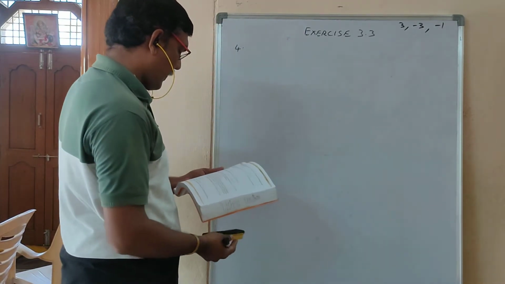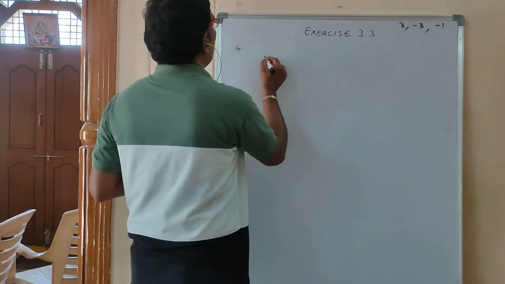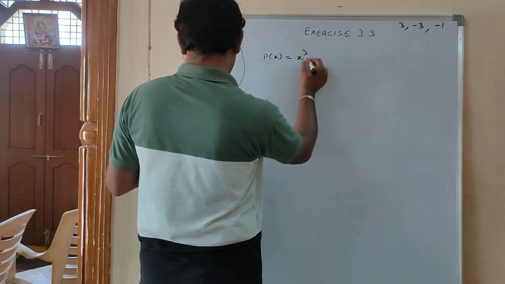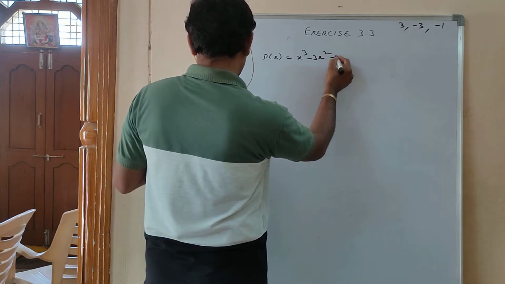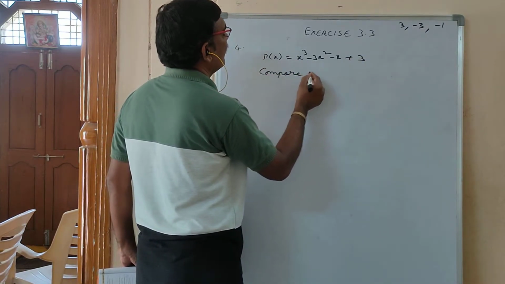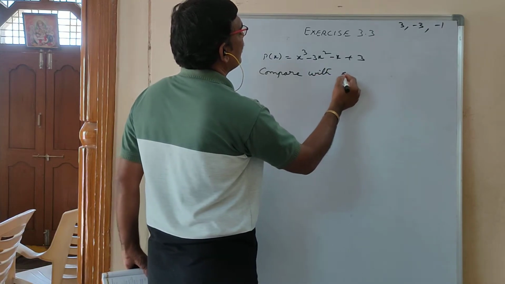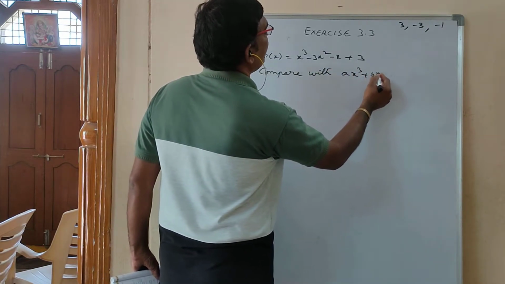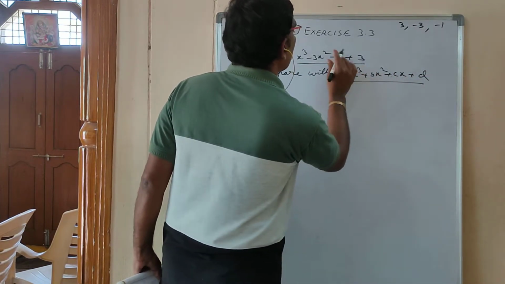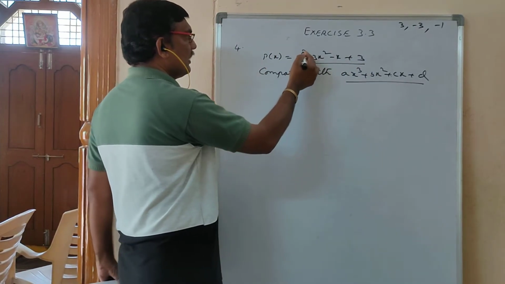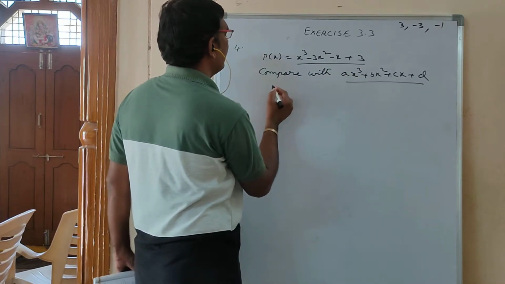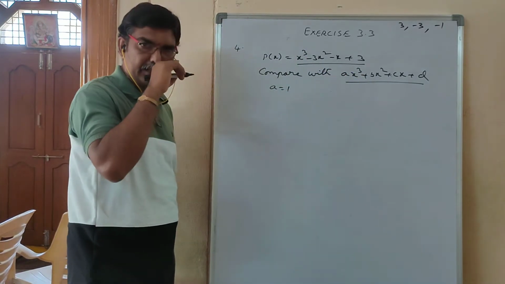So here, first you have to write the polynomial. P of x is equal to x cube minus 3x square minus x plus 3. Compare with ax cube plus bx square plus cx plus d. Compare this polynomial. x cube is there, so the coefficient of x cube is 1 here. Coefficient of x cube is a. So by comparing, a is equal to how much are you getting? 1.